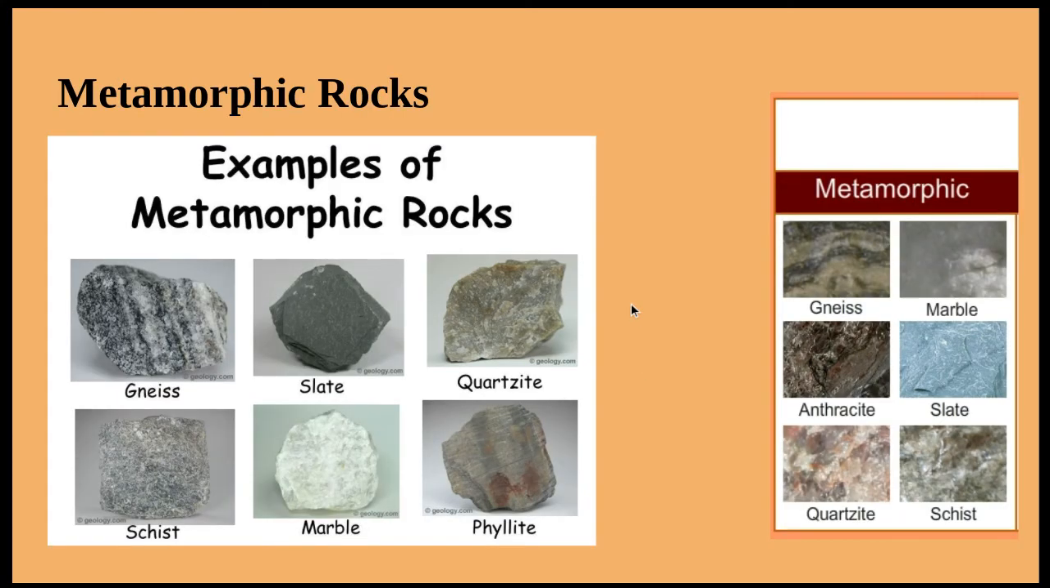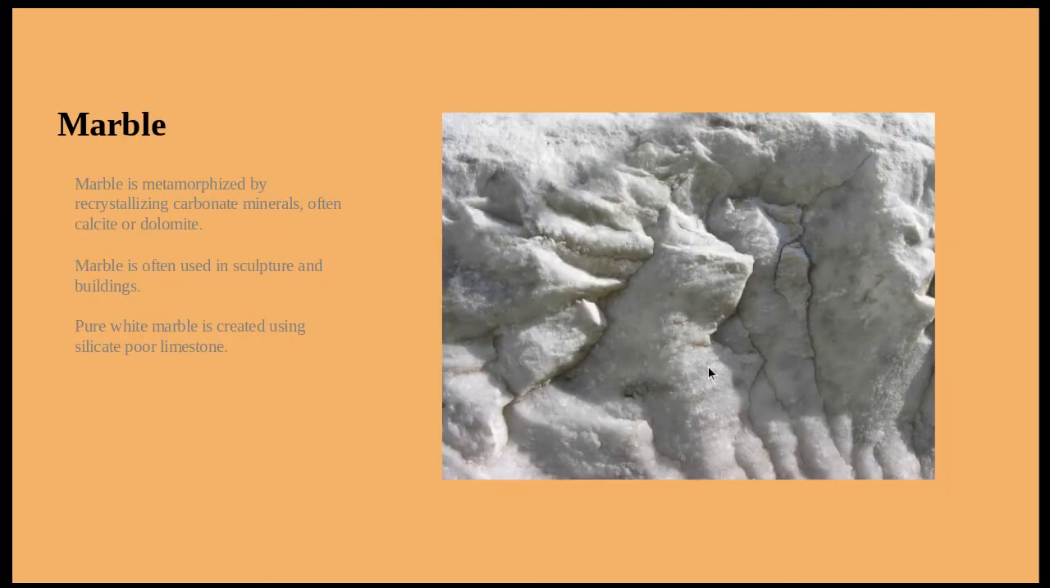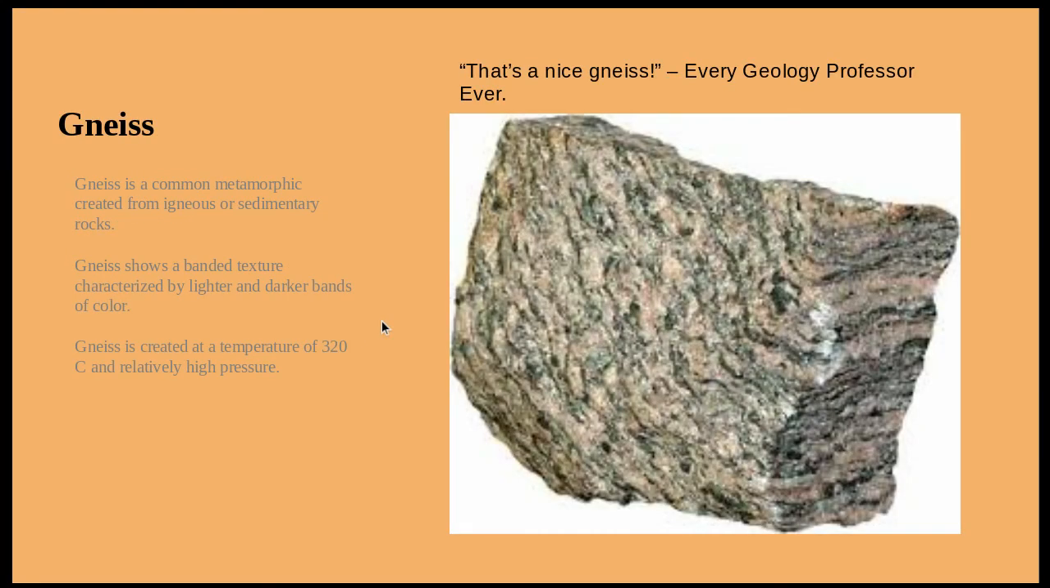And then here we've got metamorphic rocks. And these are some examples of the metamorphic rocks here. We've got different pictures of them. The first example we'll talk about is marble, and marble is just metamorphosized and recrystallized carbonate minerals. And so marble is often used in sculpture and buildings, and pure white marble is created using silicate-poor limestone.